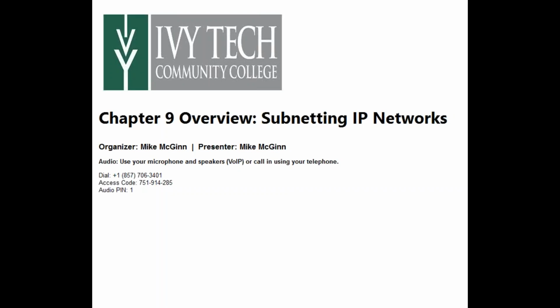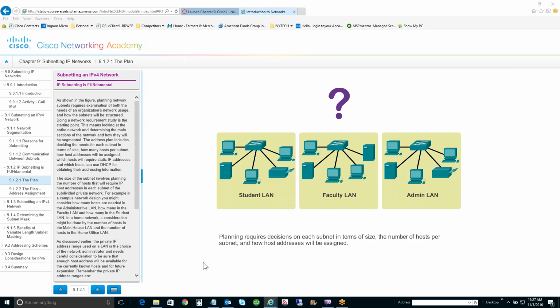I want to share my screen right now. This example in 9.1.2.1 shows three different networks based on department: a student LAN, a faculty LAN, and an admin LAN.